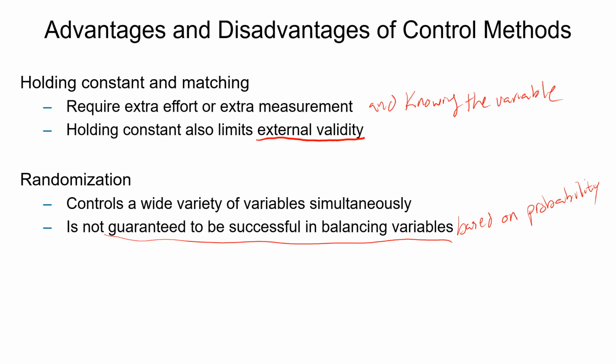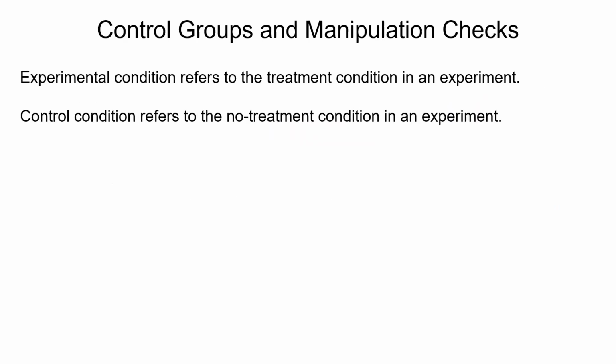There's always a probability that you're going to get unmatched groups or unbalanced variables. So let's look at the addition of control groups in a true experiment and how control groups work as manipulation checks. So in an experiment, our experimental condition refers to the treatment condition of our variable.